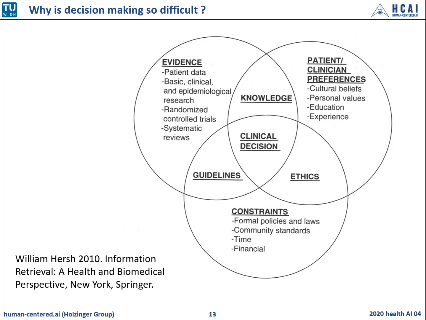Okay, so why is decision making so difficult? In practice, clinical decision making is really difficult because it is a triangle of constraints in, for example, knowledge of the doctor, the guidelines from the environment, and ethics, formal policies, and laws, of course. So in practice, the clinicians use decision-making frameworks to guide patient management, to communicate with other healthcare providers, and educate patients and their families. So a number of frameworks have been applied, just that you are aware of that.